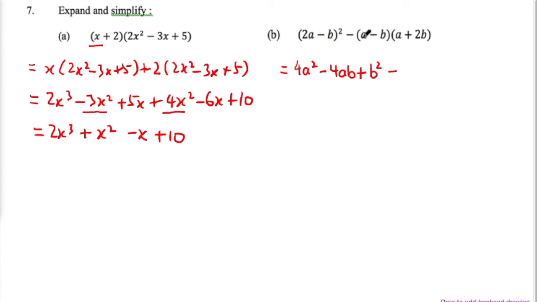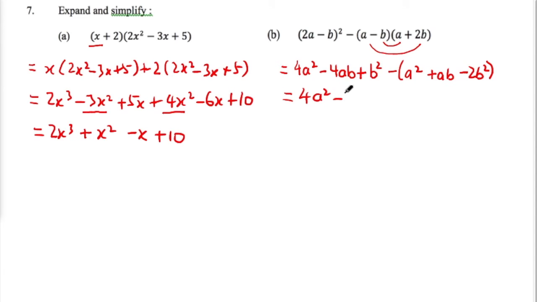Minus, when we multiply this, the result must be kept in brackets. A times a squared, minus ab plus 2ab will give us a plus ab. Next, we have minus times plus is minus, b times 2b is 2b squared.